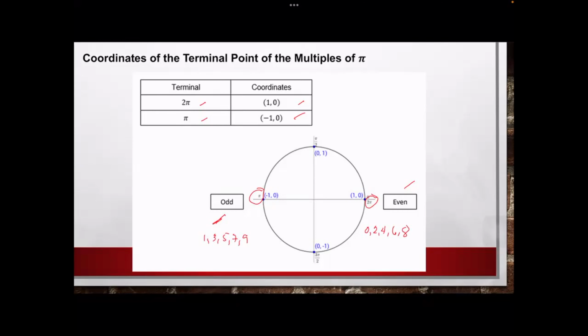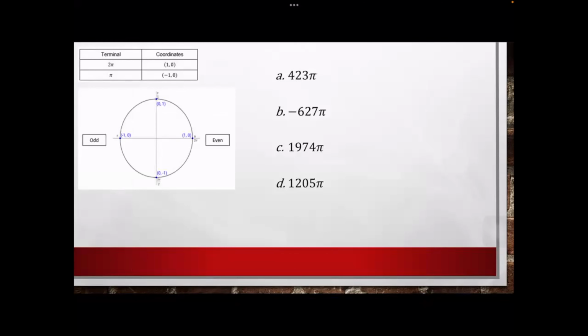Okay? Let's have the example. So again, we have to remember the even and the odd. So, example natin, we have here 423 pi. So, ano ba ang 423 pi? Disregard muna natin si pi. Let's focus on the last number or the first digit, which is 3. Now, 423 is what kind of number? Odd po. This is odd. So, therefore, our answer will be, coordinate will be, kung odd siya, so mapupunta siya kay pi. So, therefore, this is negative 1 and 0. So, yun lang siya.